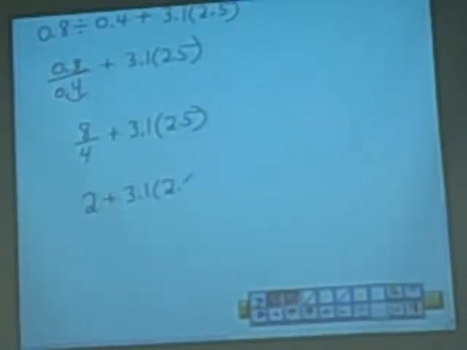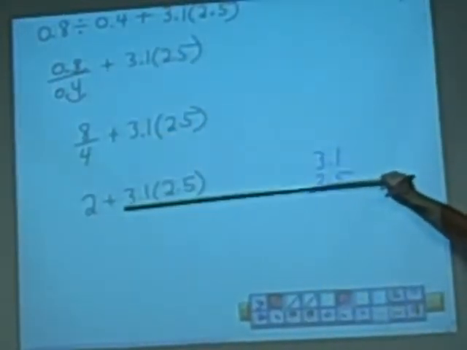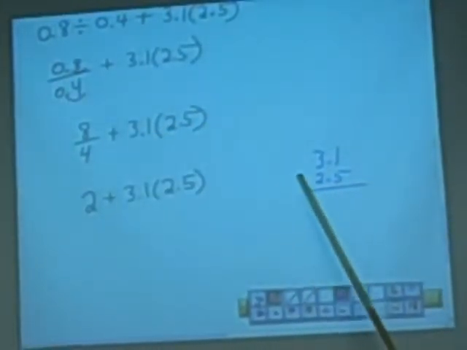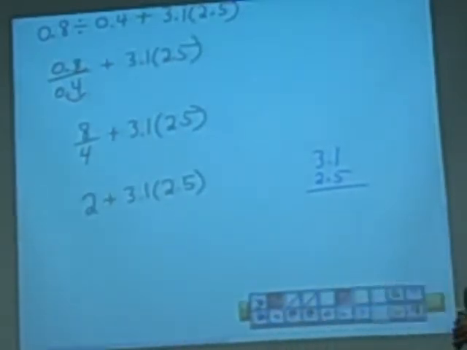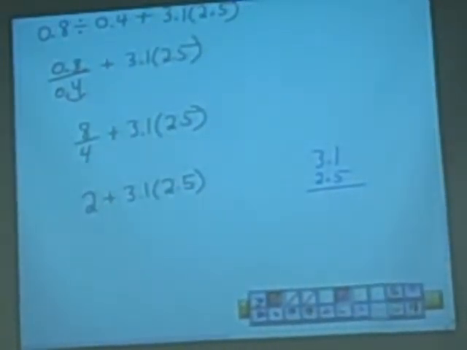Plus 3.1 times 2.5. Alright, now we got addition, we got multiplication. Now what? Multiplication, right? So up to the side, 3.1 times 2.5. And so you're being consistent each time. No matter what you're doing, you're working your problems one step at a time. If you got some arithmetic you got to do it off to the side. Go back to your process of working with your order of operations.